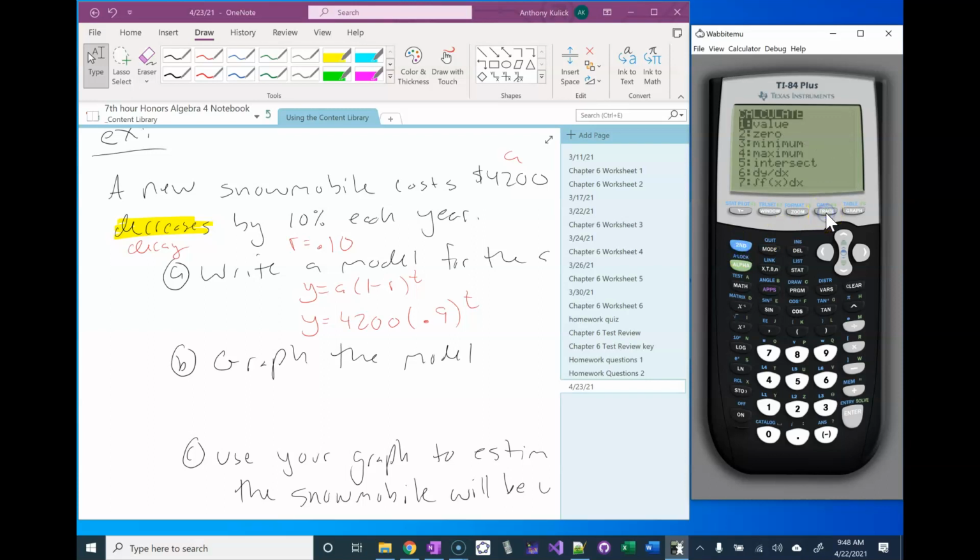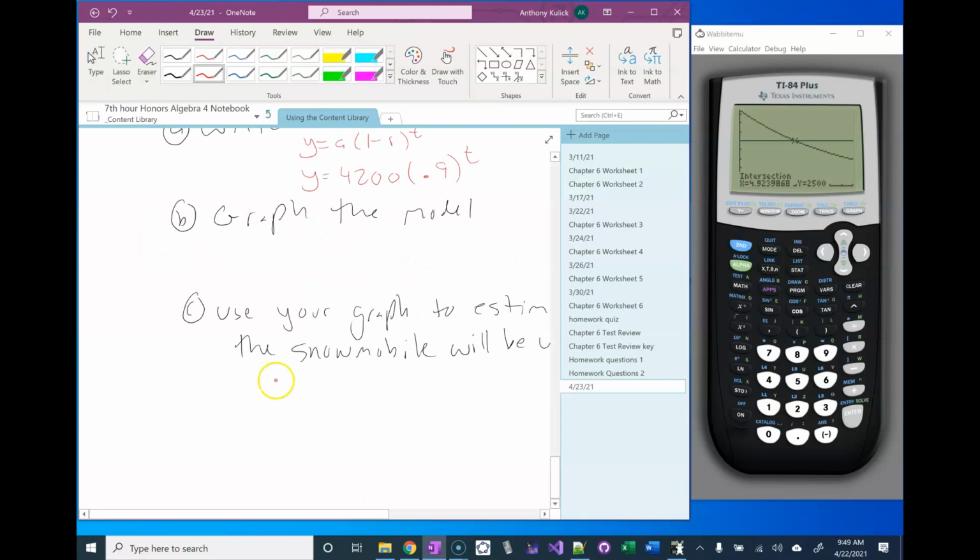So second, trace, and I'm going to pick the intersect command. First curve, you notice that my cursor is on the exponential curve, which is one of the two curves I want to find the intersection of, so I'll press enter. It's automatically toggled into the horizontal line, which is the other curve I want to find the intersection of, so I'll press enter. And it asks for a guess. Since there's only one intersection, I don't really need a good guess. I'll just press enter wherever I'm at. And the intersection occurs here at 4.92. So the way I would answer this question is 4.92 years after purchase.